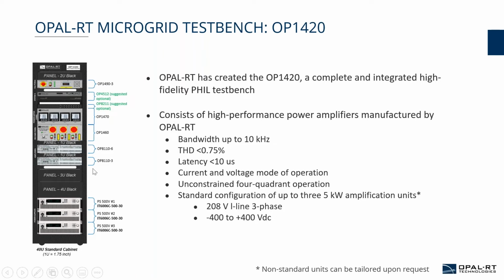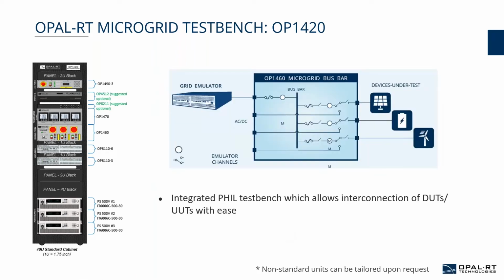The standard configuration of the equipment that we have with 1420 is up to 3 amplification units of 5 kilowatt each. One amplification unit is capable of achieving either 208 volt line-to-line 3-phase or minus 400 to plus 400 volts of DC, and each amplification unit is 5 kilowatt of power. Now, non-standard units can be tailored upon request. For instance, our European customers use our OP-1420 test bench for 400 volt line-to-line 3-phase applications, and this is perfectly possible. And based on your requirements, we can have non-standard units that can be developed as per request.